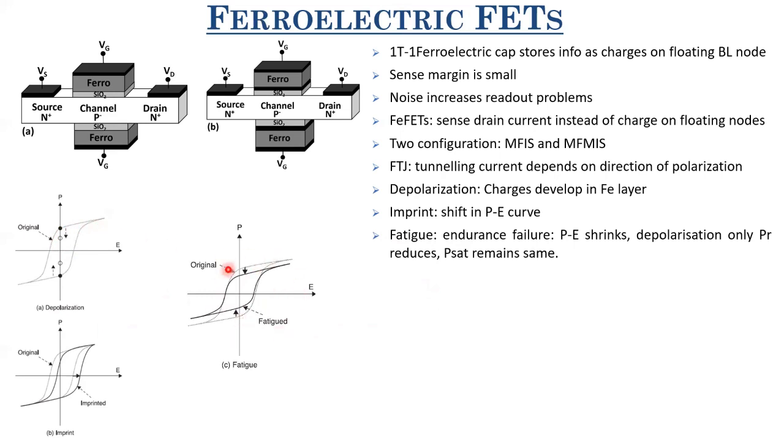However, in the other case, that is fatigue, which happens due to endurance failure, when you are switching this device back and forth between the two polarization states, this entire PE curve shrinks, and your PSAT also shrinks. So that is the difference between the fatigue state and depolarization. Just by comparing the virgin PE curve with the PE curve after a few cycles, you can find out what is the dominant mechanism. Is it imprint, or depolarization, or fatigue, which is leading to reduction in the performance of your ferroelectric material or ferroelectric cap.